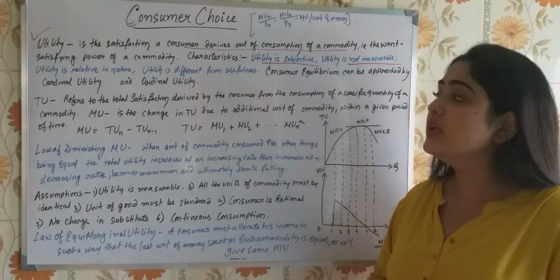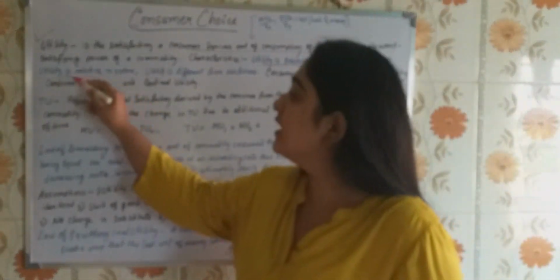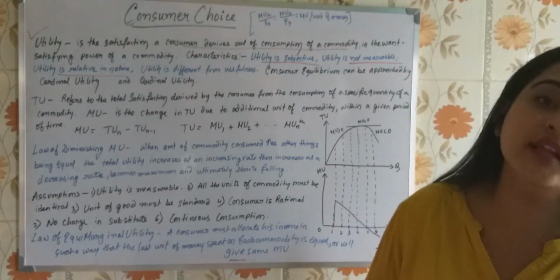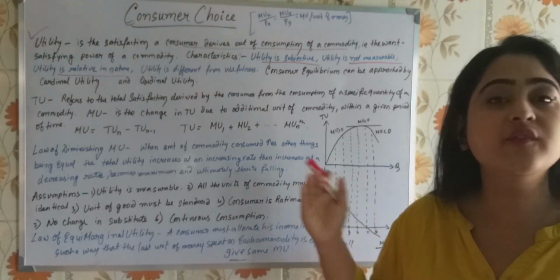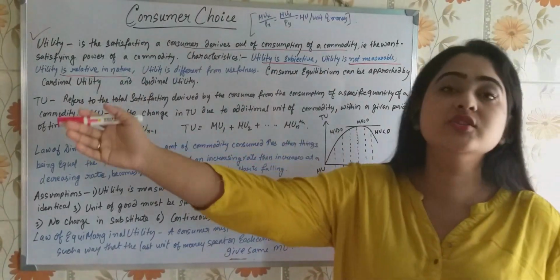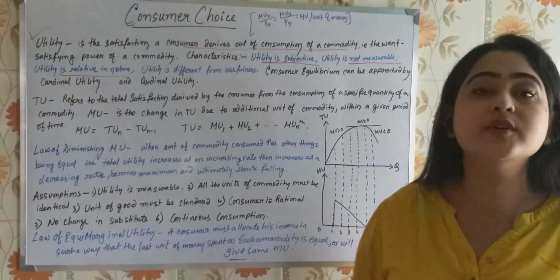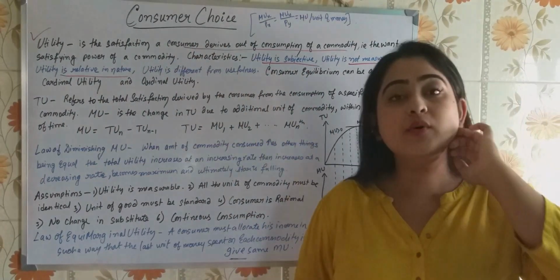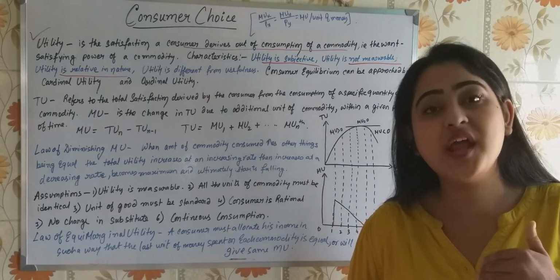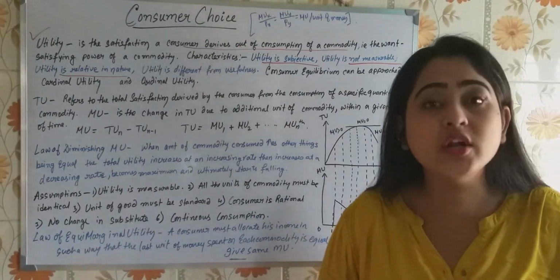Now the third one is utility is relative in nature. As it is subjective, it is relative in nature. Okay, it keeps on differing from person to person. One glass of water will give me what satisfaction? It is not going to give some other person, isn't it? So, suppose I am very thirsty. If I drink a glass of water, the satisfaction that I am going to get, another person might not get, isn't it?